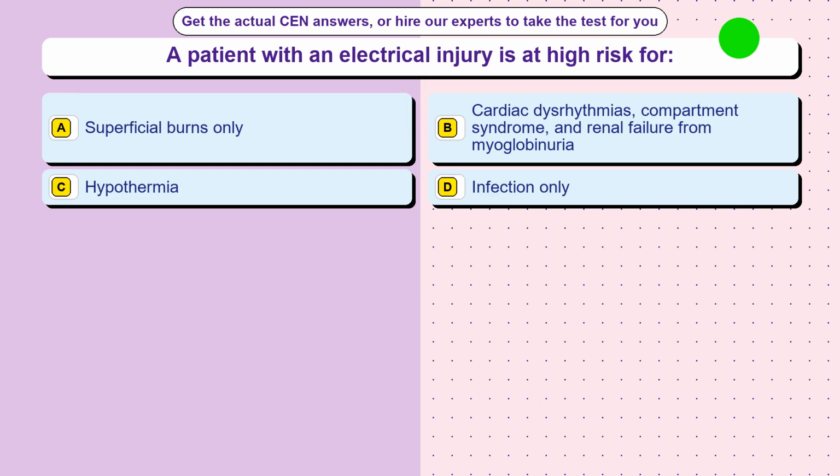Question 80. A patient with an electrical injury is at high risk for Option A, superficial burns only. Option B, cardiac dysrhythmias, compartment syndrome, and renal failure from myoglobinuria. Option C, hypothermia. Option D, infection only.